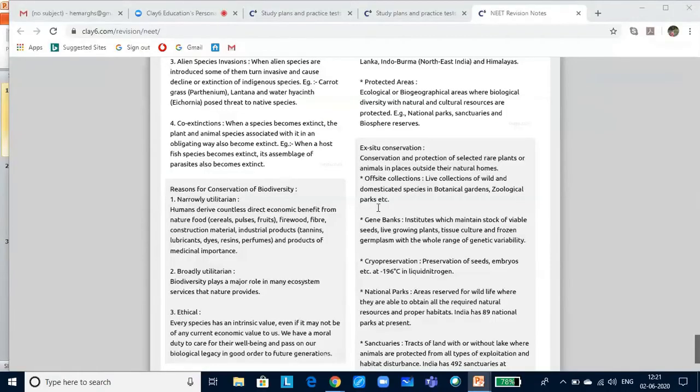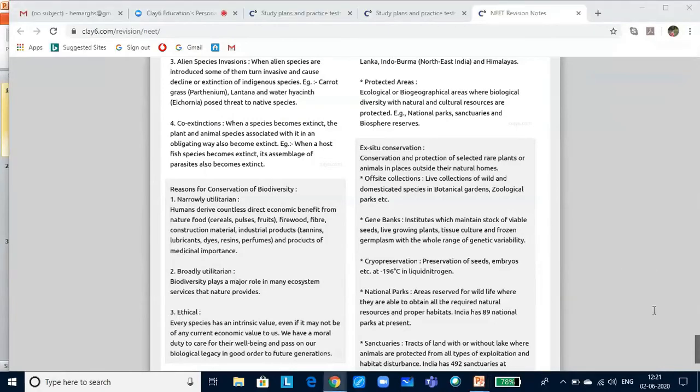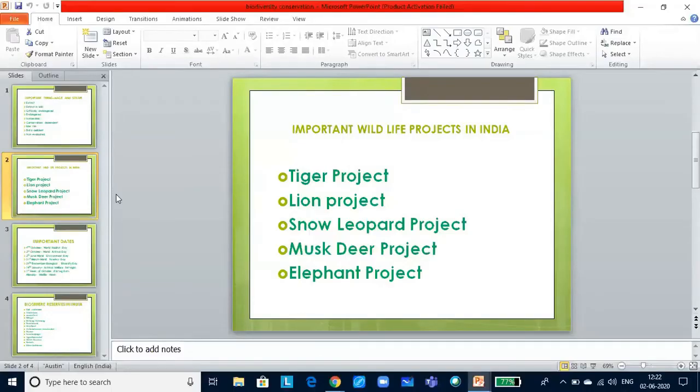Now let us look at the wildlife. Before that, wildlife and its natural habitat. Wildlife includes all plants, animals, and microorganisms other than the cultivated plants and domesticated animals. Wildlife Week is celebrated between October 1st to 7th, or it is the first week of October, to create awareness in the public about the wildlife.